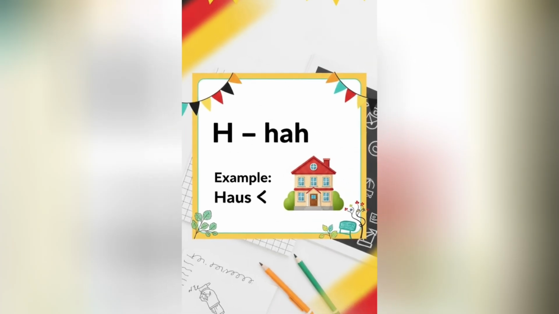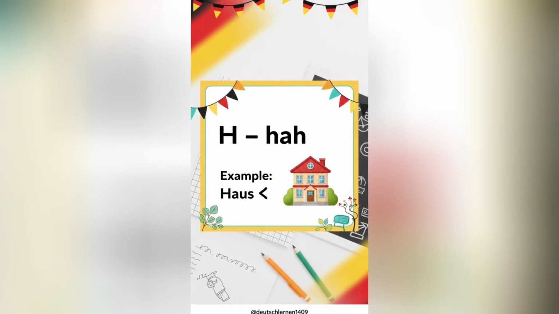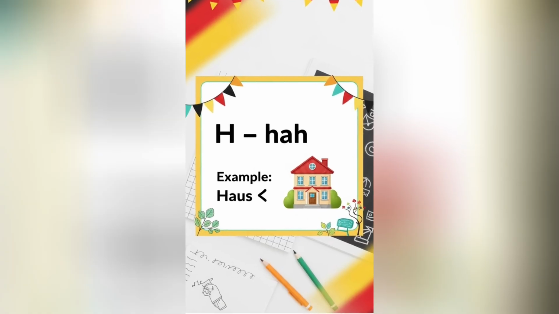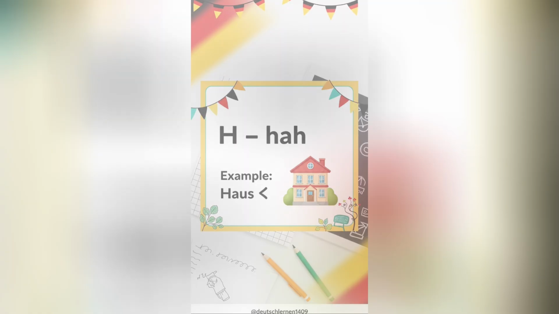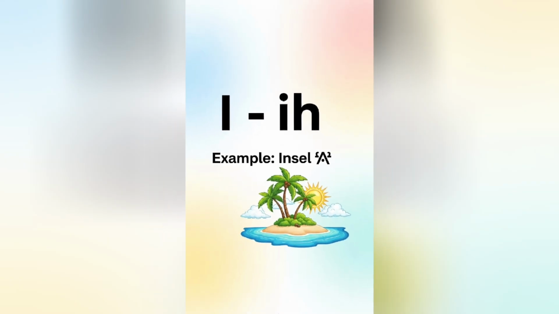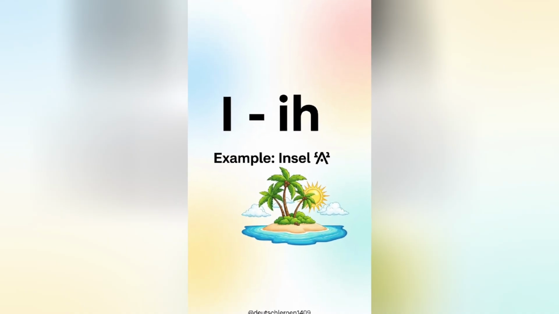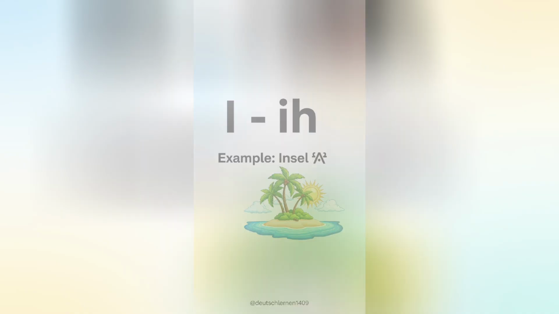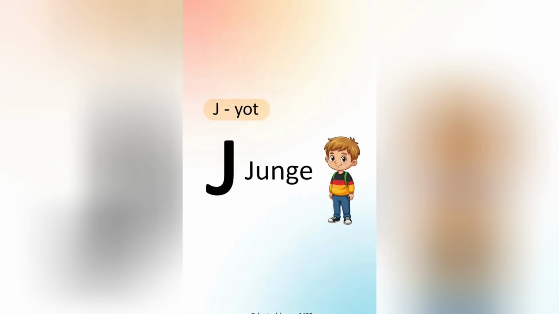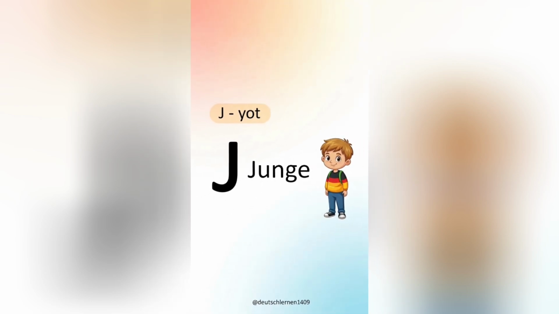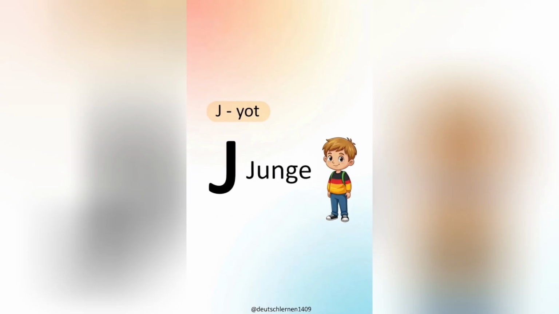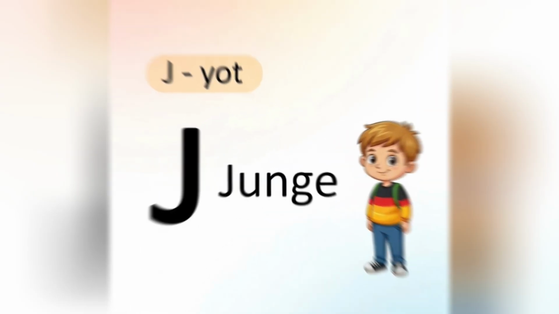The letter H is pronounced as H. For example, Haus, meaning house. So the letter is pronounced as H. In German, I is pronounced as E. For example, Insel, meaning island. It sounds like a long E. The German letter J is pronounced as J. For example, Junge, that means boy. Remember, J sounds like Y.